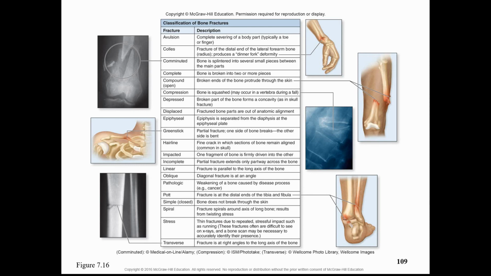A greenstick fracture happens in long, thin bones, especially in children. It's a partial break from when the bone is bent extremely. Hairline fractures are very thin fractures that go through the bone. A lot of times these are very hard to see on X-ray. I mentioned a pathologic fracture, a simple fracture. A spiral fracture is what it sounds like, where the fracture spirals along part of a long bone. And then a transverse fracture is where it goes straight across.